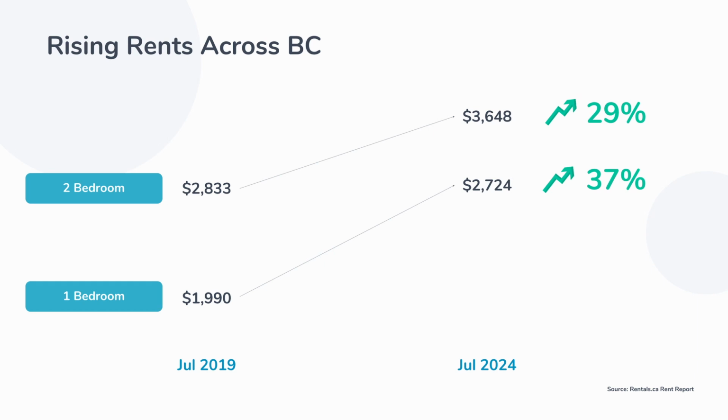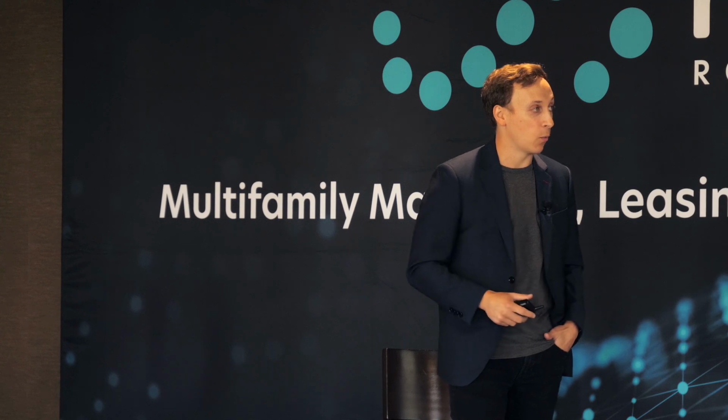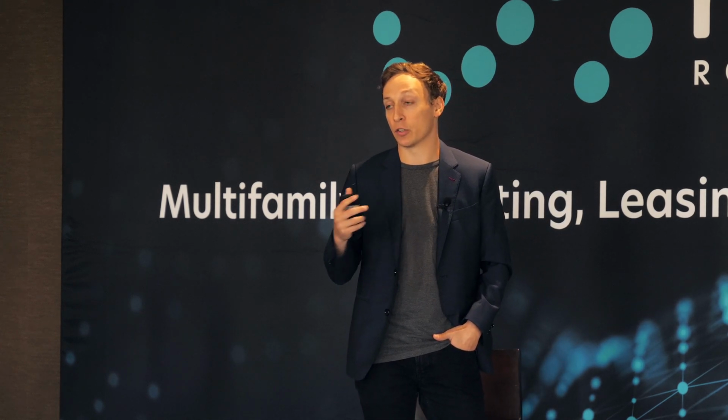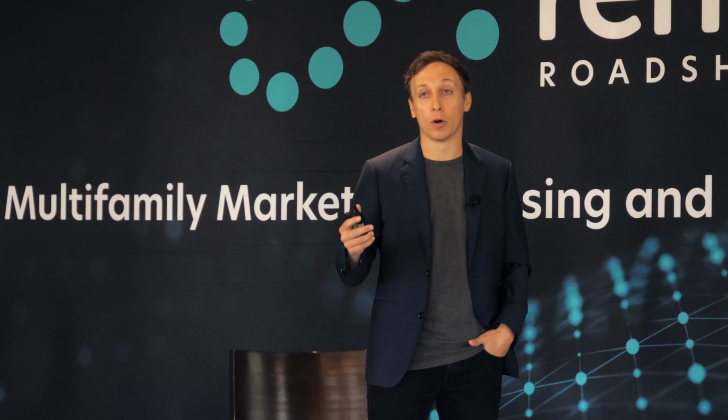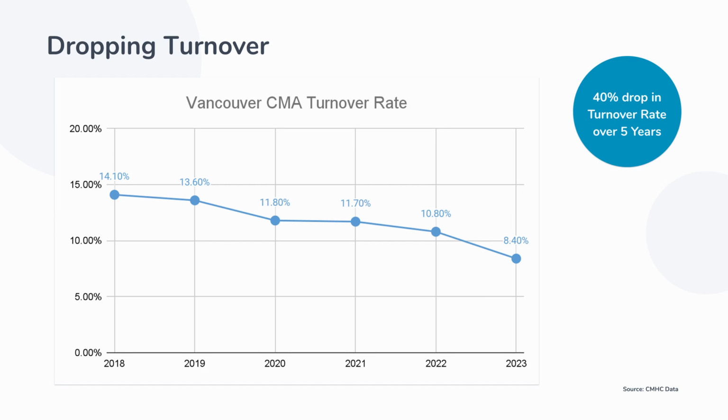Where we stand today. Let's start with rents across BC. Over the last 5 years, rents on 1 bedrooms have gone up 37%, and rents on 2 bedrooms have gone up 29%. Now we know rents have gone up. Again, the reason why 1 bedrooms have gone up more is because people are starting to feel squeezed. They need to find more affordable places, and so you're seeing more and more demand for smaller and more affordable units, because that's what people can afford. However, this rental increase has also led to a massive drop in turnover. We've seen data from CMHC that turnover rates in Vancouver have dropped 40% over the last 5 years.